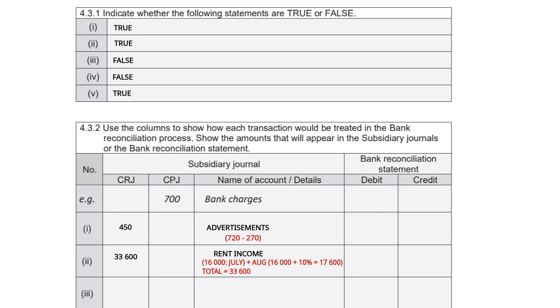Next entry, the bank statement shows interest on debit balance. Now, an interest on a debit balance is an unfavorable interest, so we call that interest on overdraft. And interest on overdraft is an expense, so it will go to our CPJ, 860 Rand.